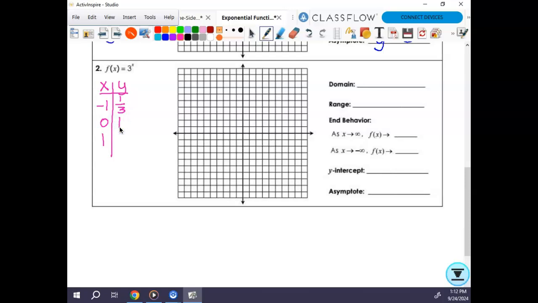What is 3 to the first power? 3. We all agree with those? I think those are easy numbers to come up with, right? No matter what the base is. So I'm going to plot those 3 points.